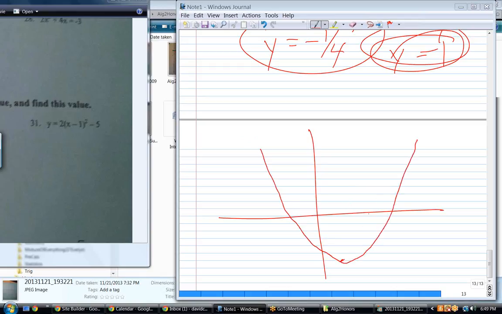Notice that all parabolas either have a minimum or a maximum, depending on whether they're pointed up or pointed down. This one has a minimum, and its minimum value is what? Negative 5. Negative 5 is the answer. In other words, we don't care what the x-coordinate is. We just want to know what is the minimum value of this function throughout its domain. And it's minus 5. There's nowhere else that it gets that low.